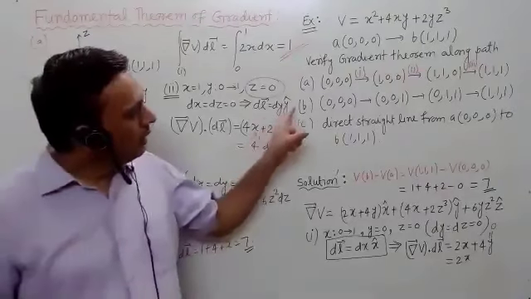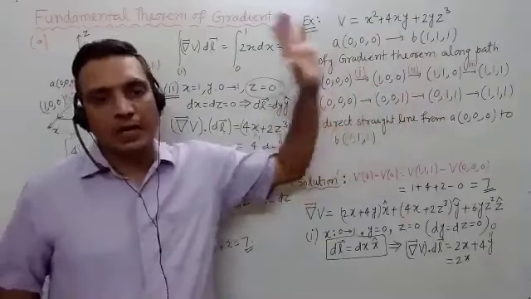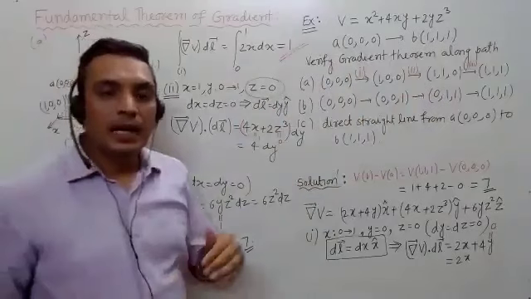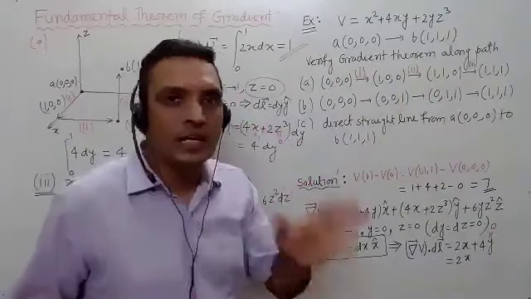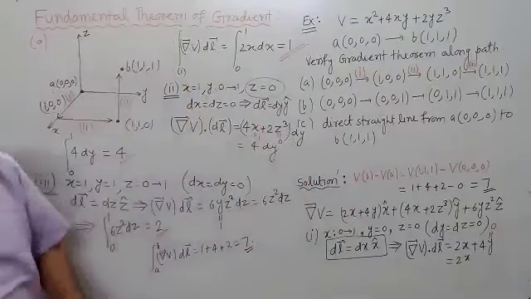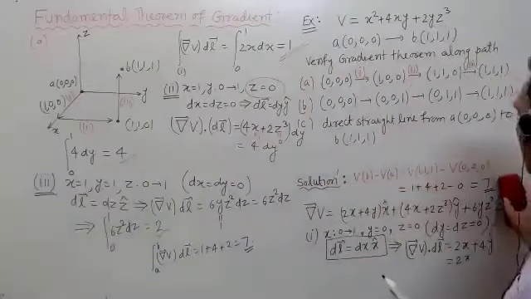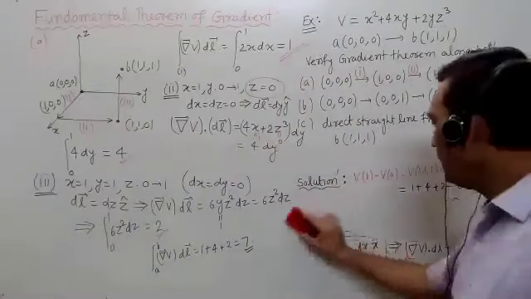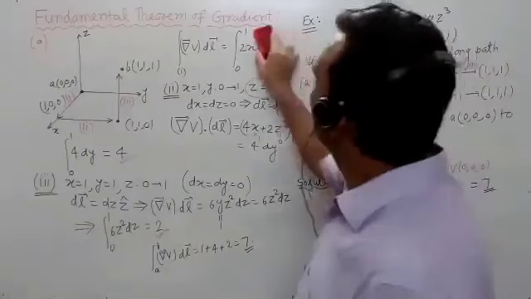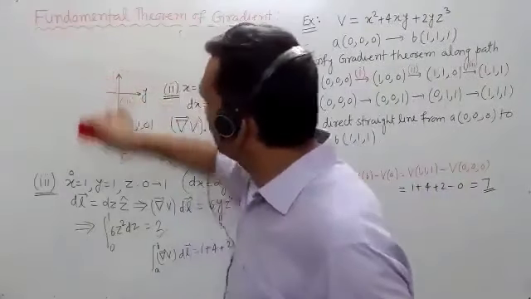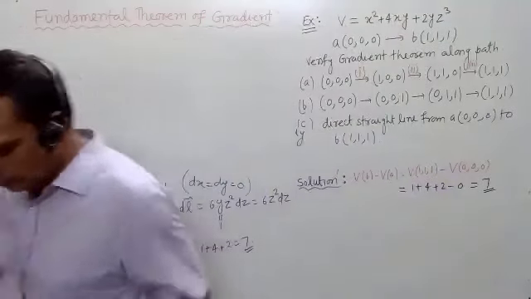Now that is along the first path. Similarly, let us find along the second path. You will see line integral of gradient is independent of path. Gradient V dot dl is always independent of path. So let us see along the second path. So VB minus VA is the same, 7 value.